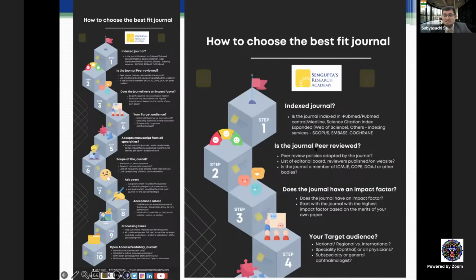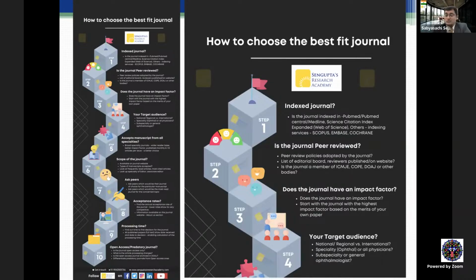Second thing is, is the journal peer reviewed? Peer review really means that when you submit a paper, the editor looks at it, and if he finds it relatively good enough, he'll send it to a group of experts in the particular field that you have submitted the paper to. They're called reviewers, the peer reviewers. They will send their queries back, and then the editor will send them to you as an author, and then you will revise your paper.